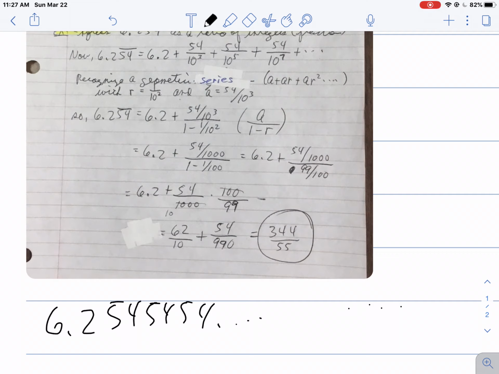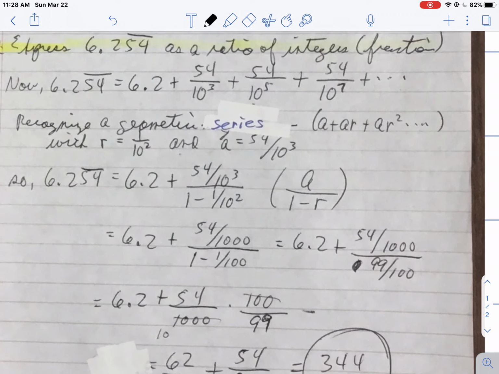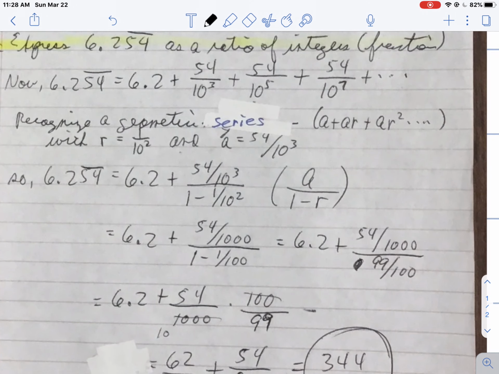If I say, okay, let's just stop it at any point and use that as my last place value, well, that doesn't work because I have more 54s coming after that. So the question is, how do you take a repeating decimal and represent that as a fraction? Well, look at the repeating part of it. I've got the 6.2, and then I have the 54s that are repeating, 54, 54.